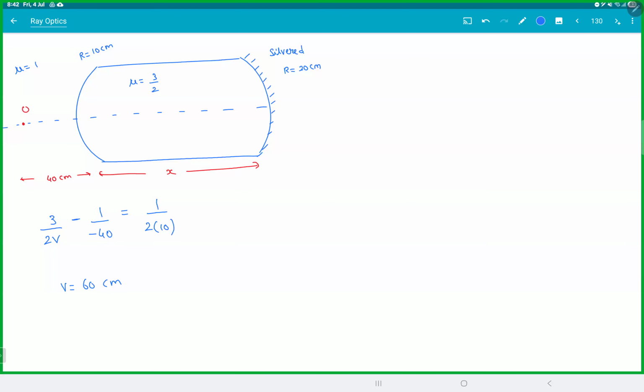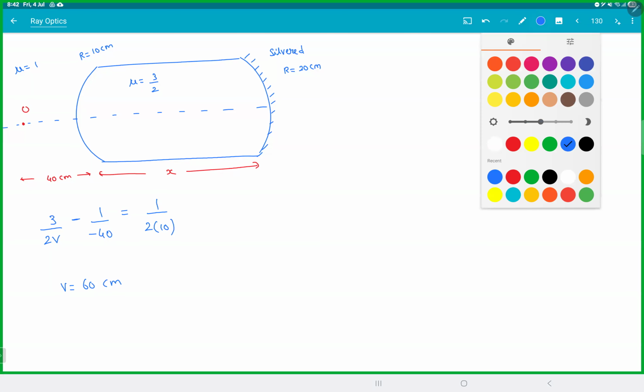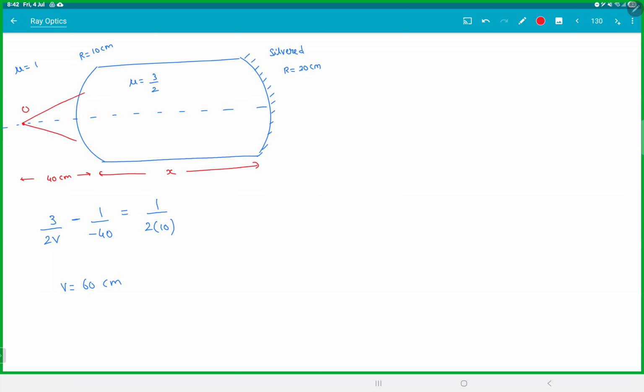That means these light rays are forming an image here at 60. Now there are two possibilities here. The first possibility we already know: the image should form at the center of the mirror. If this image I forms at the center of the mirror, light rays will retrace the path.